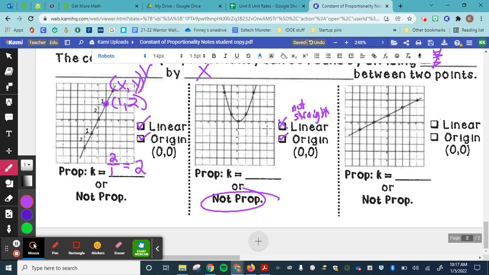How about the last one? Is it linear? Yeah, it's a straight line. Does it go through 0, 0? Wait, that would be where the two axes cross. I know it's not a very good copy, but it doesn't go through 0, 0. Therefore, it is not proportional.